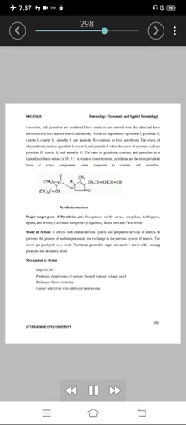Pyrethrin structure. Major target pests of pyrethrins are mosquitoes, sawfly larvae, caterpillars, leafhoppers, aphids, beetles, houseflies, and flower beetle. Mode of action. It affects both the central nervous system and peripheral nervous system of insects. It prevents the process of sodium-potassium ion exchange in the nervous system of insects.